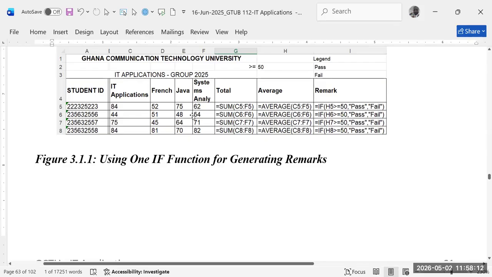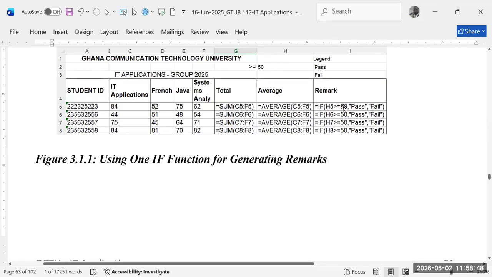Then the average. The average must be built only on this data. If you add the total, which is G5, to the average, you get a wrong result. The total is output, average is output. So when you are finding the average, don't include the total. Then we use the average to determine the remarks. And we are saying that if what is inside the average, which is E5, is greater or equal to 50, that's the condition we have stated here.